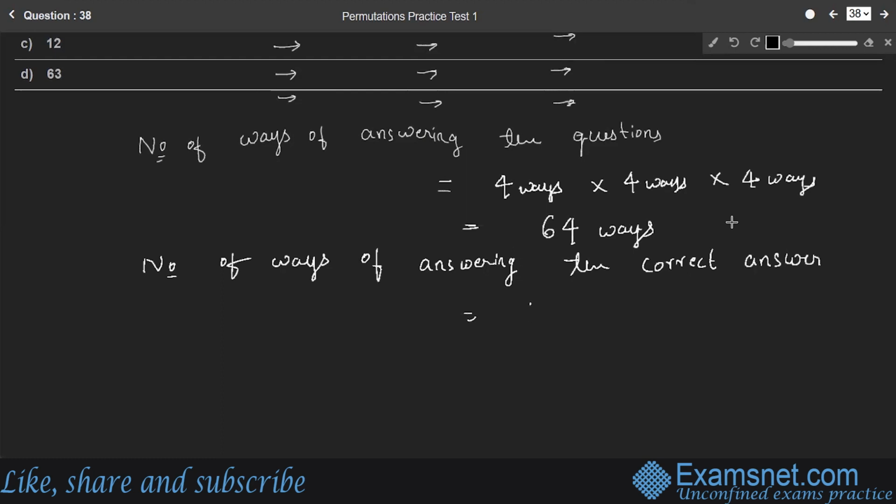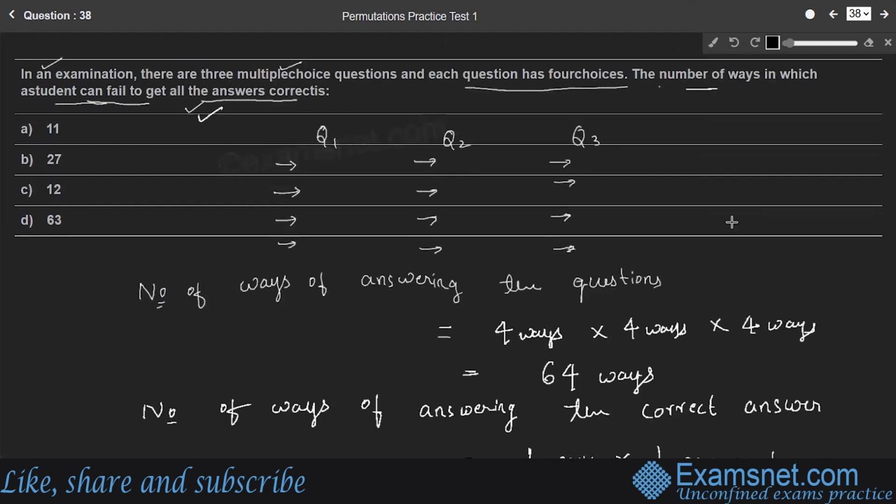For the first question, there is only one correct answer. Therefore, there is one way of answering the first question, into one way for the second question, into one way for the third question. So 1 into 1 into 1, it is 1.